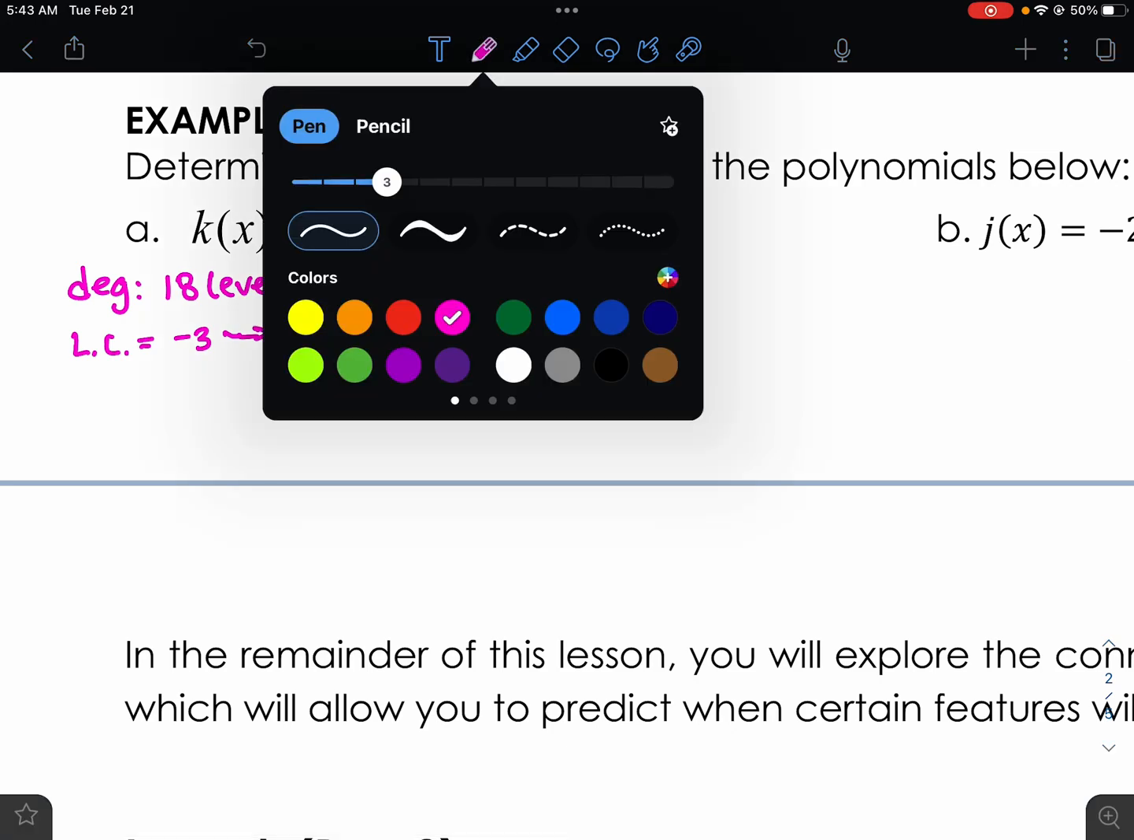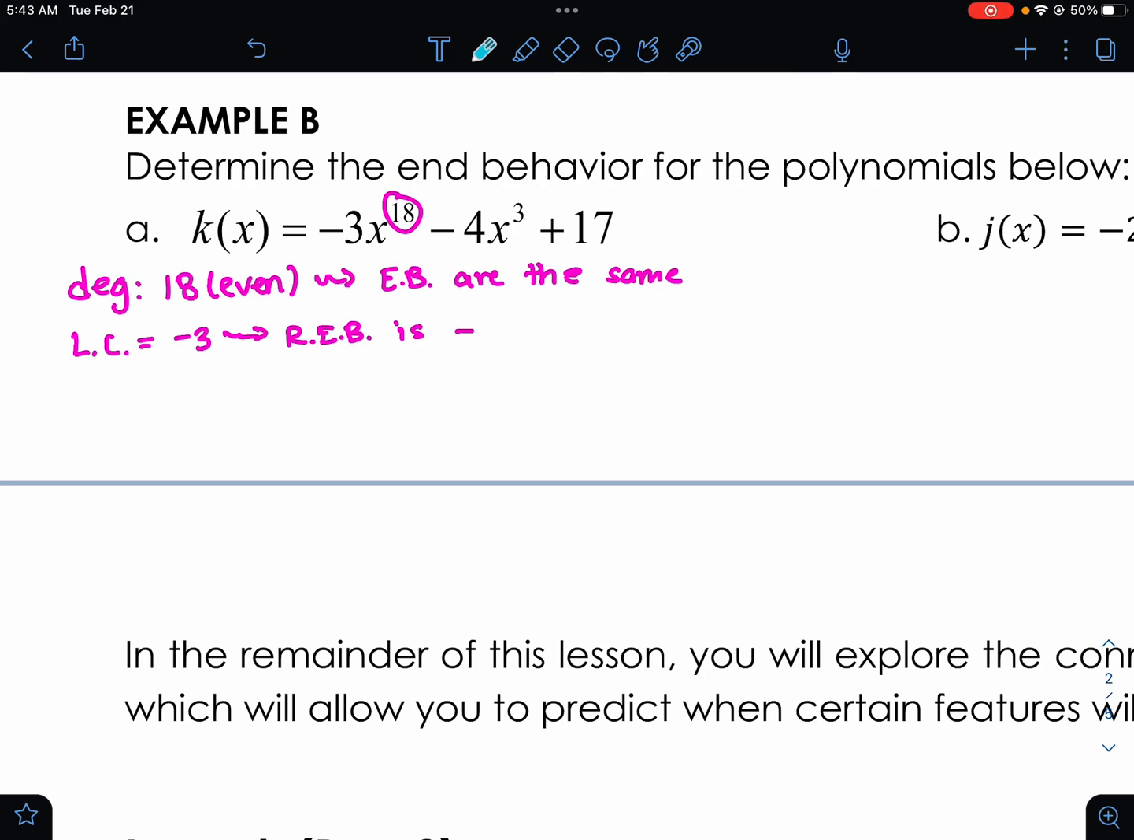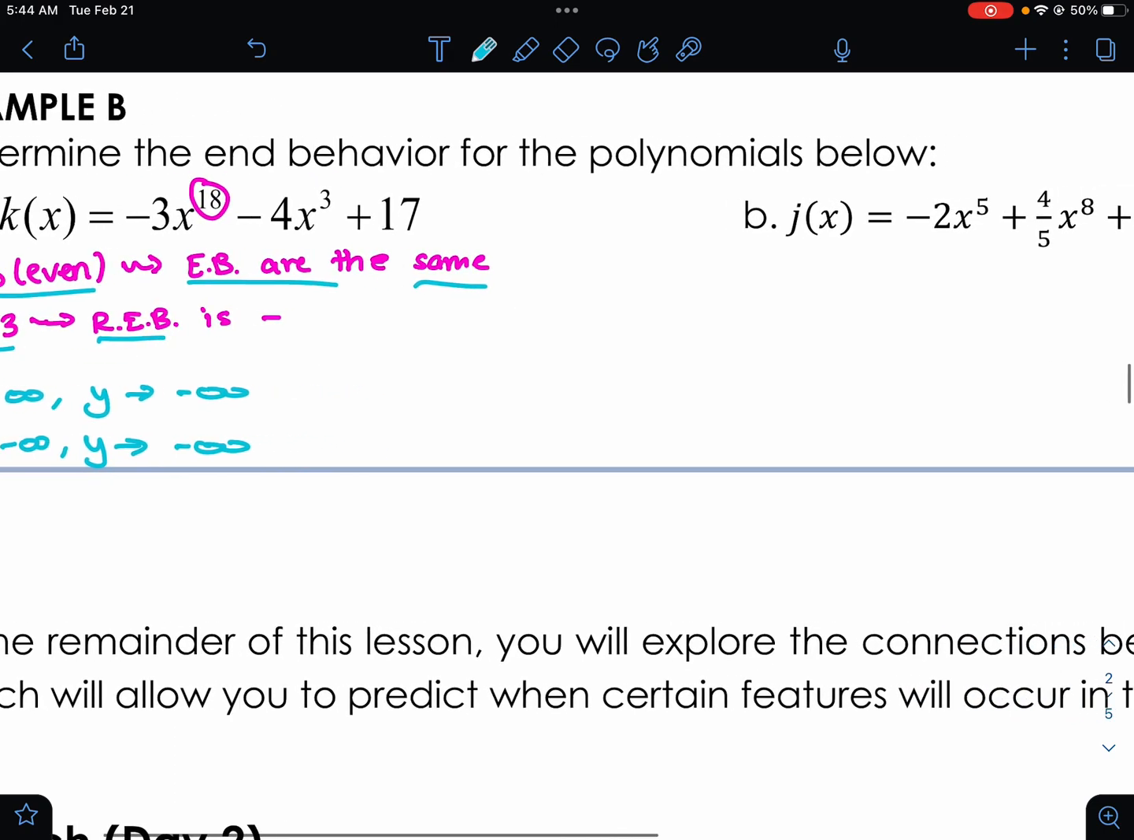So what we have here is, I like to write my right end behavior first. As x approaches positive infinity, y approaches negative infinity. Again, because my leading coefficient is negative, my right end behavior would be approaching negative infinity. And then my left end behavior, as x approaches negative infinity, is also going to approach negative infinity, because since the degree is even, the end behaviors are the same. So y approaches negative infinity as well.